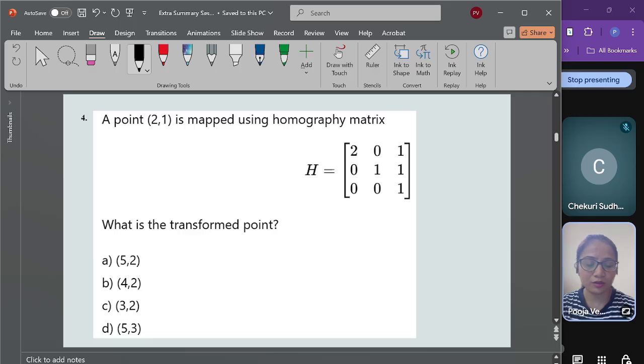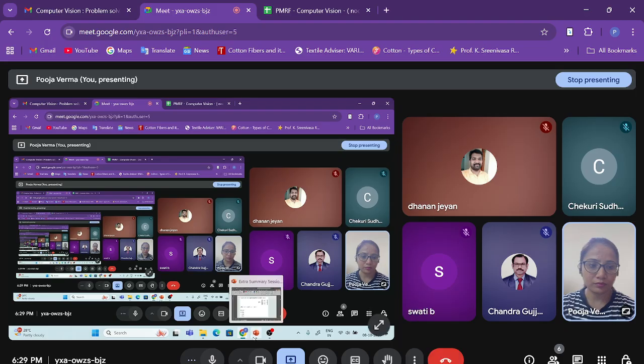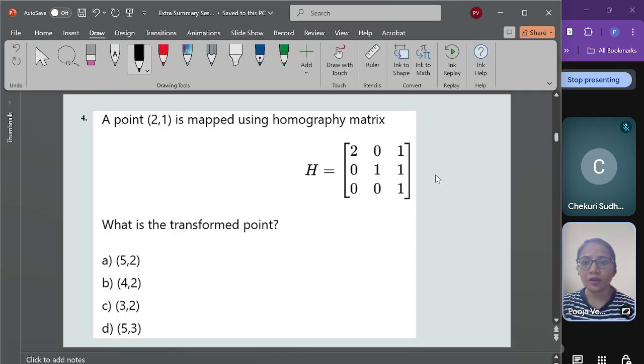So already given. We will move on to our next question. Our next question is: a point is mapped using a homography matrix. The homography matrix is given. What is the transformed point?